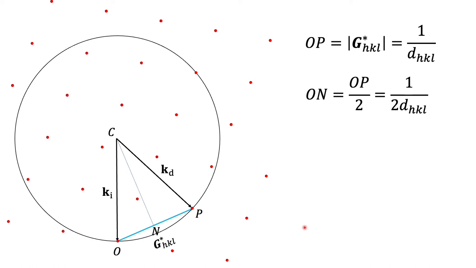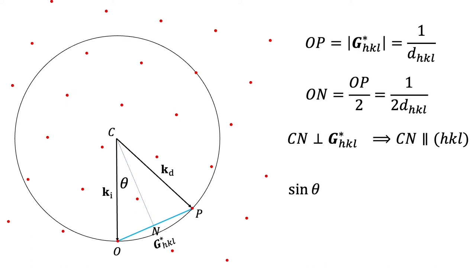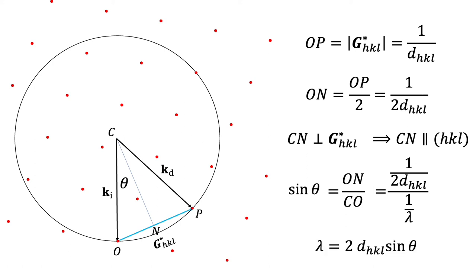We can now see that CN is perpendicular to OP, and we know that the reciprocal lattice vector is perpendicular to the corresponding direct lattice plane. So since CN is perpendicular to G star HKL, CN is parallel to the direct lattice plane HKL, which means the angle between CN and CO, the incident wave vector, is the incident Bragg angle theta. Now I can use the triangle CON to find sine theta as ON by CO, which is equal to 1 by 2D HKL by 1 by lambda. If I simplify this, you get Bragg's law, lambda is equal to 2D HKL sine theta.